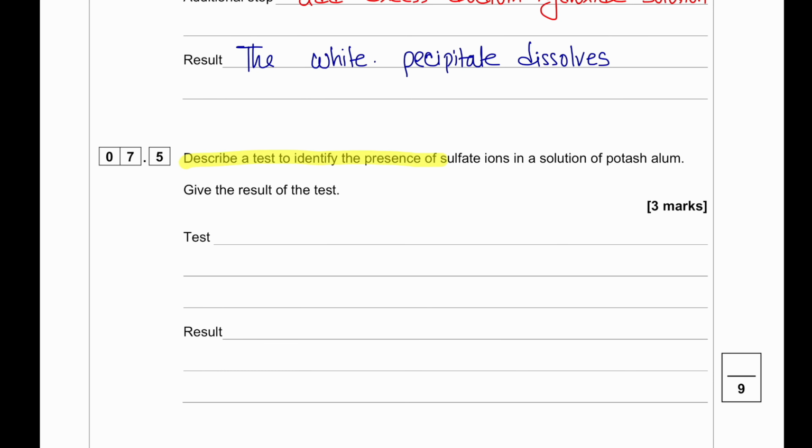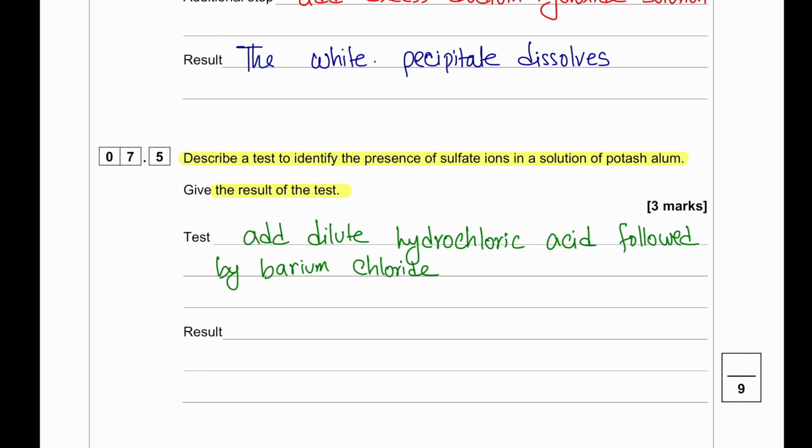Describe a test to identify the presence of sulfate ions in a solution of potash alum. Give the result of the test. To test for sulfate ions, we can add hydrochloric acid followed by barium chloride solution, and this will give us a white precipitate if sulfate is present.